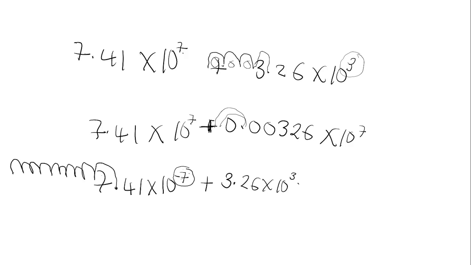So your number now will become 0.000000000741, with 9 zeros in total, times 10 to the power 3, plus 3.26 times 10 to the power 3. So this is how you're going to convert it.